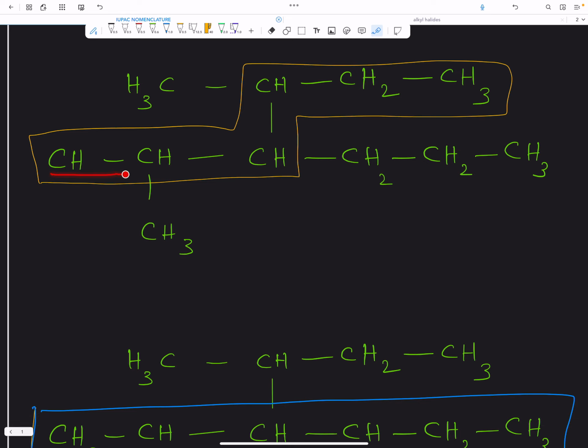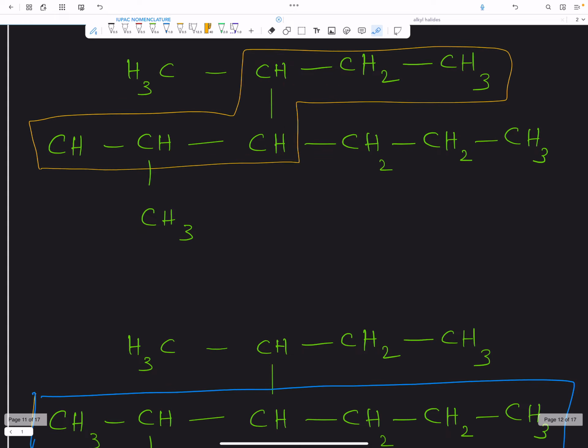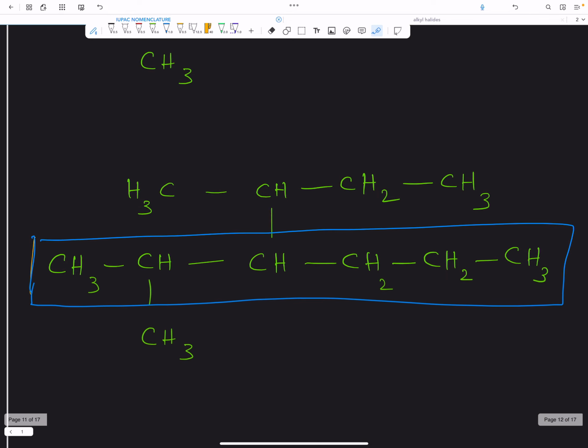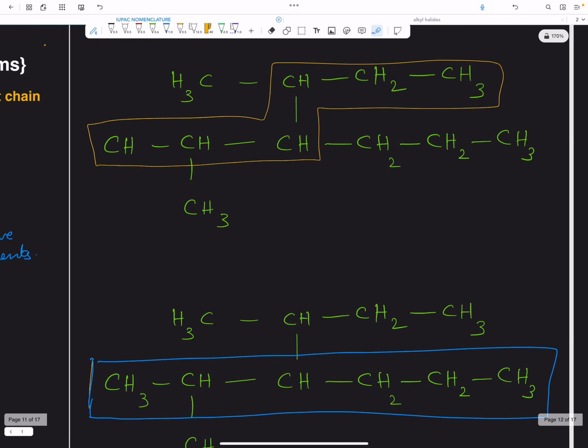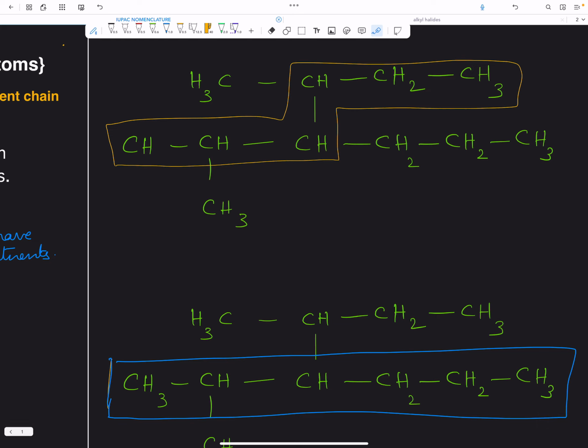Let us see this example. Here 1, 2, 3, 4, 5, 6 carbons, they constitute longest chain. For the same molecule, another continuous carbon chain can also be drawn. 1, 2, 3, 4, 5, 6. There are 2 continuous carbon chains with maximum number of 6 carbons. Then what is the difference?